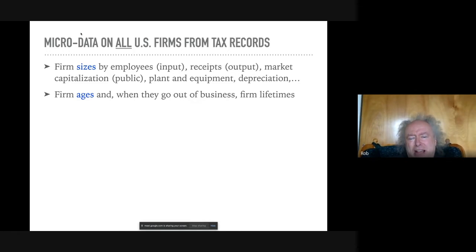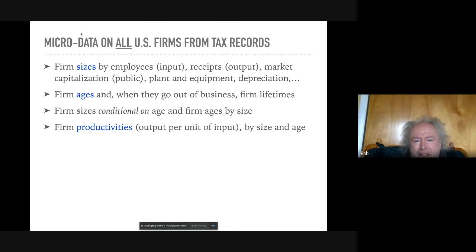And then firm ages. How long have firms been filing tax returns under the same tax ID number or whatever it is, right? So we have firm sizes and ages, and then of course we can start slicing and dicing firm sizes by age, firm ages by size, et cetera. Also things like productivity, output per unit of input, and then we can slice and dice this by size too. I'm going to show you some of the patterns that we've discovered in these data.